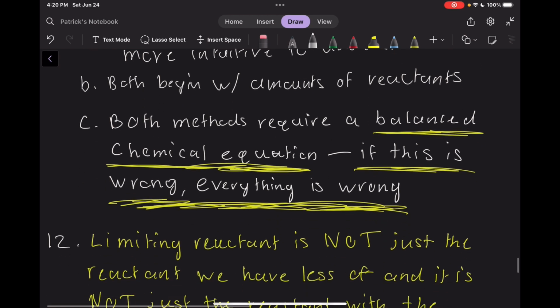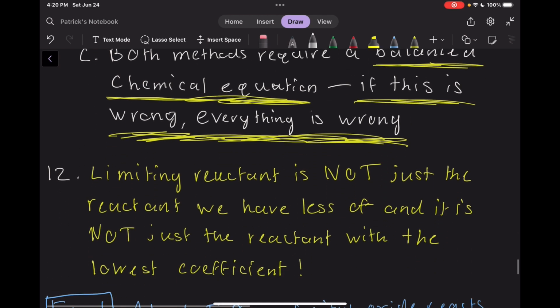An even more important note is that the limiting reactant is not simply the reactant we have less of, nor is it just the reactant with the lowest stoichiometric coefficient. This bears repeating, honestly, so let me say that again. The limiting reactant is not just the reactant we have less of, and it is not just the reactant with the lowest coefficient. There are no shortcuts here.